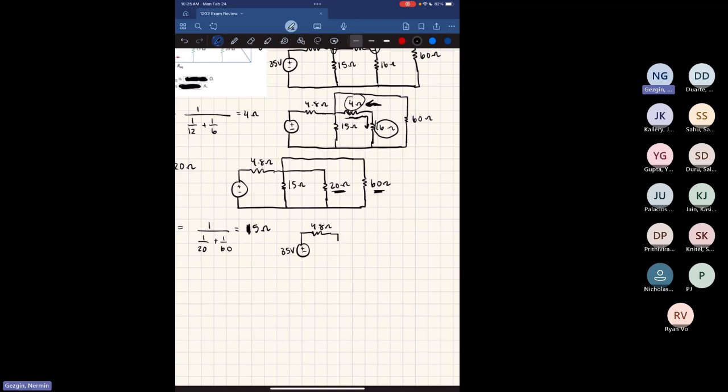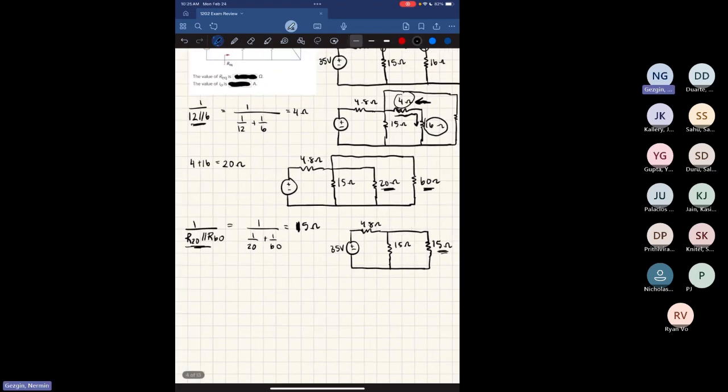4.8 here. Then we have the 15 ohms, and then this new resistor that we have here, which we just solved for. As you can see, when you're working slowly like this, it's easy to visualize and easy to solve these. They're not that difficult questions. Next, this 15 here and this 15 here are parallel, so we do those two. We get this, and this is equal to 7.5 ohms.